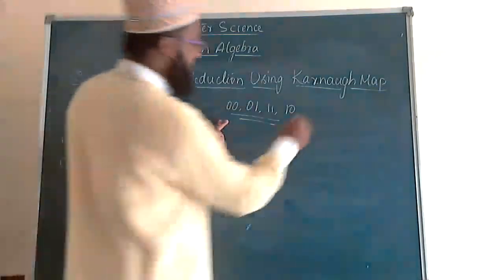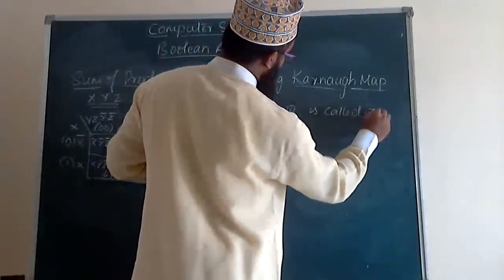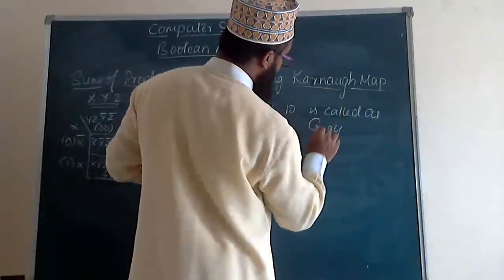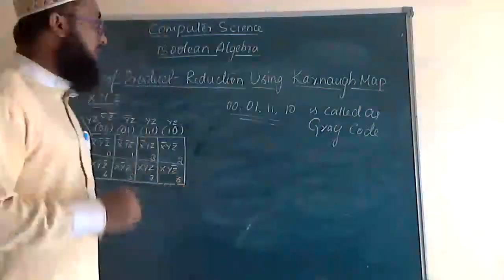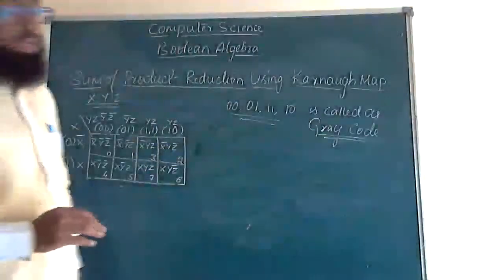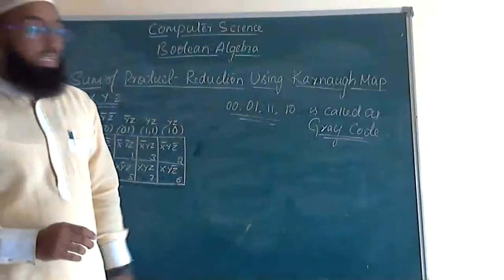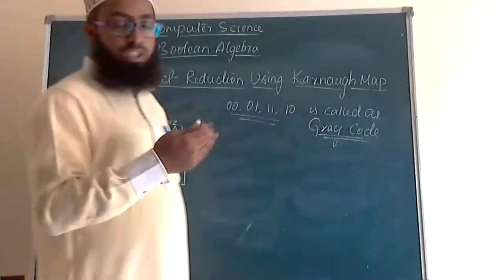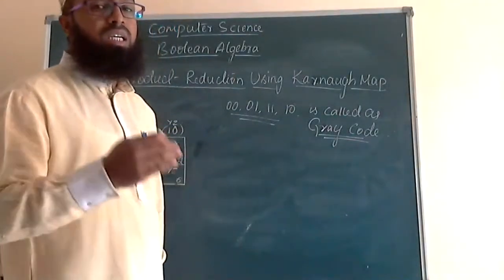This number is called gray code. Gray, don't write Grey. Okay, gray code. This is more important for your exam. It may be asked for 1 mark: write the gray code or give the example of gray code. After that, the question may be like this: explain gray code, or what is gray code.